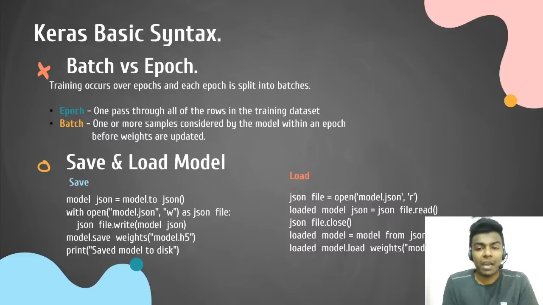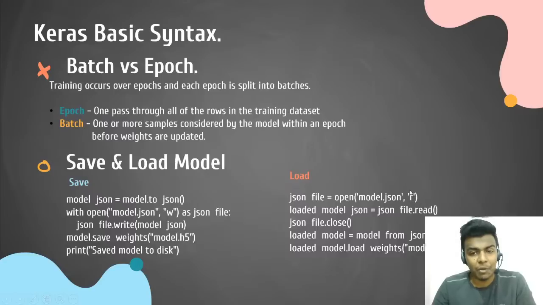You can also save your model and load it by using the model.to_json syntax. So model.to_json, with open('model.json', 'w'), where w means write as a JSON file. We save the model in a file called model.json, and we save the weights in model.h5. We can load the model using the same syntax, but you replace w with r. So w means write, r means read.